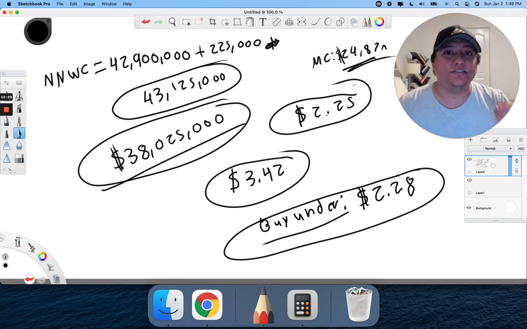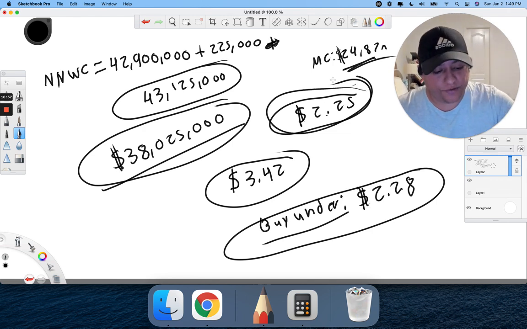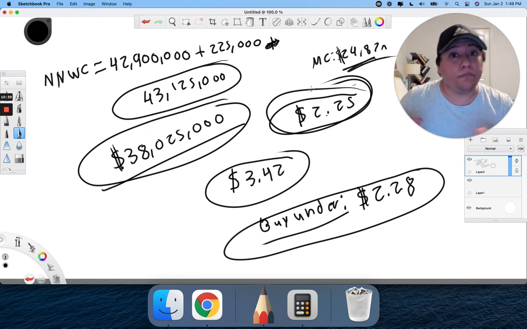$2.28. Is this stock, Gigam, currently trading below net? Yes. Is it under its buy price? Yes, it is. Here it is. It's at 2.25. So this stock, according to Ben Graham, is a buy, and it's a net stock.